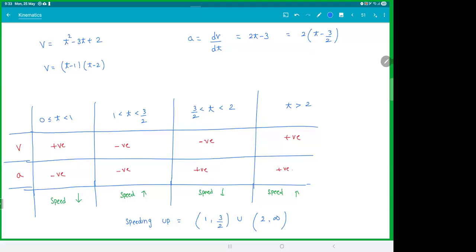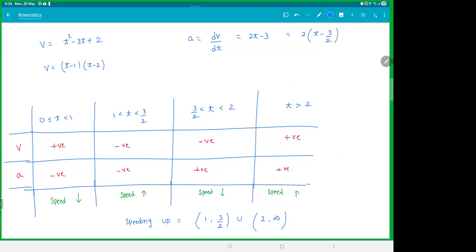That's the mathematical way of writing. So in the time intervals 1 to 3 by 2 and 2 to infinity, the particle is speeding up. All clear with this? What is speeding up and speeding down? If I ask you, when is the acceleration positive? For t greater than 3 by 2, acceleration is positive.